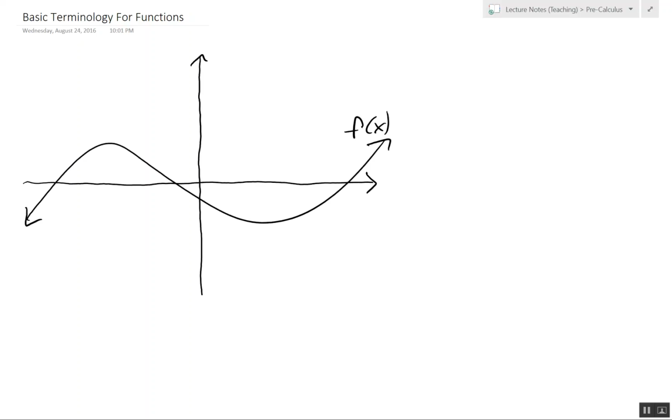Hi everyone, welcome to the next set of videos for the next section of the book. So the first thing we want to do is talk about basic terminology for functions.